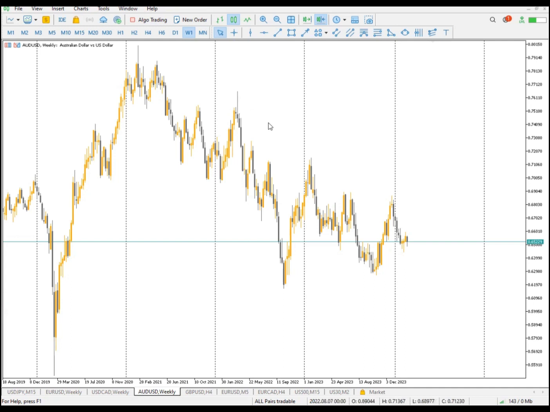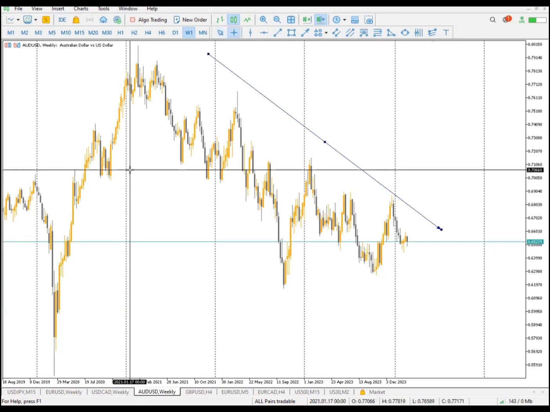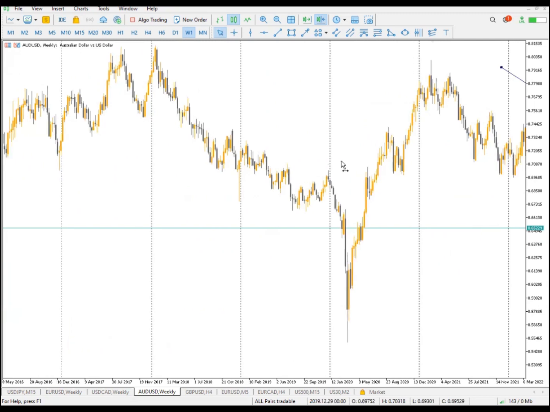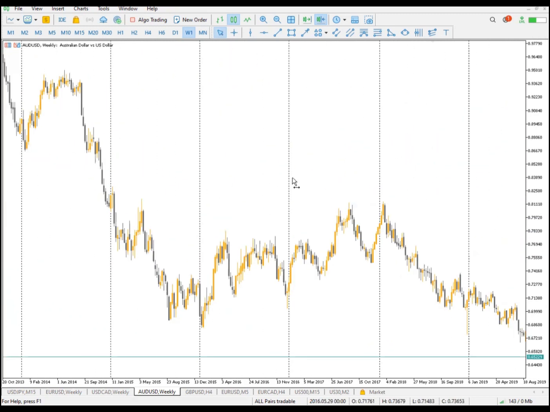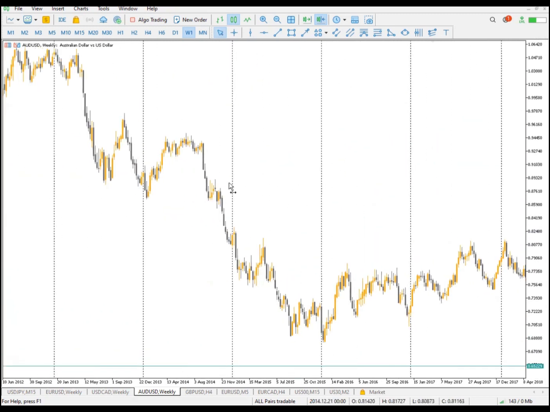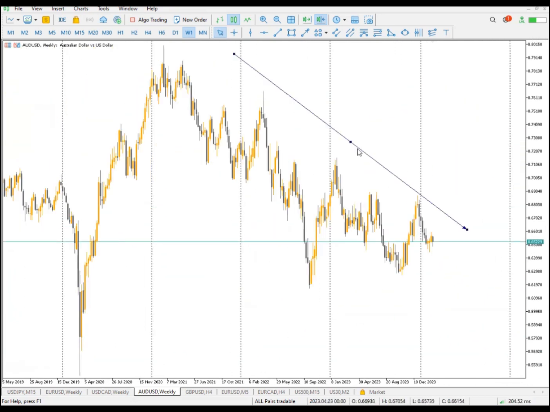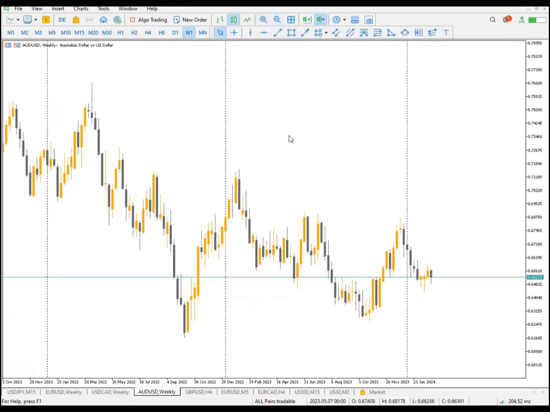As we can see, we have been on a downtrend ever since 2021. Some might call this just a pullback, but the reason why I say it's a downtrend is because the further back you go, as you can see, we've been trending downwards on the Aussie dollar. So now let's start marking what we actually want to see.